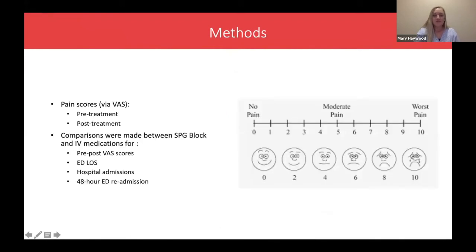So with each patient that met our criteria, we got a pre-treatment score using the VAS scoring system. And then we did a score after each intervention. So if they got step 1, we'd score before and after, etc. Then we compared the pre and post VAS scores, ED length of stay, hospital admissions, and 48-hour ED readmission rates between SPG block and the first line IV medications.